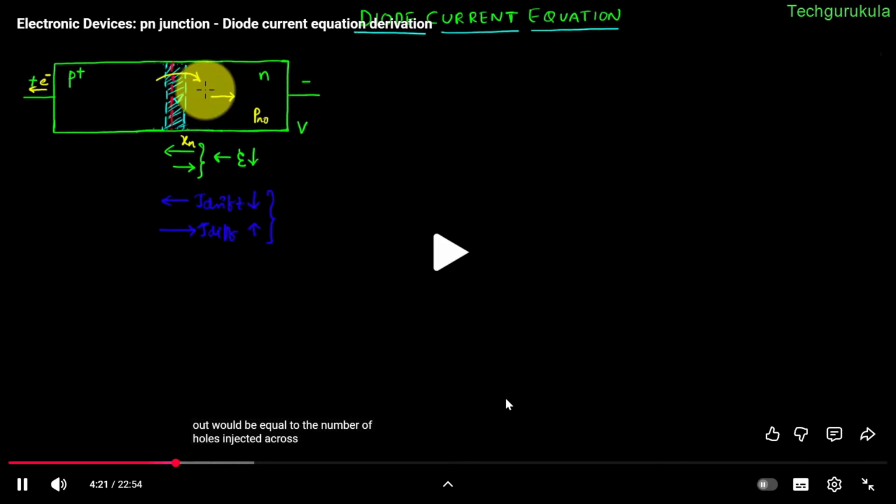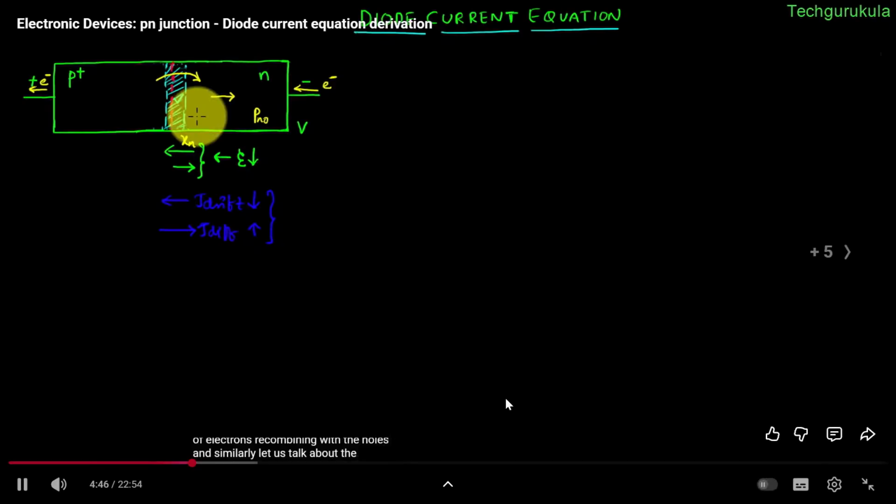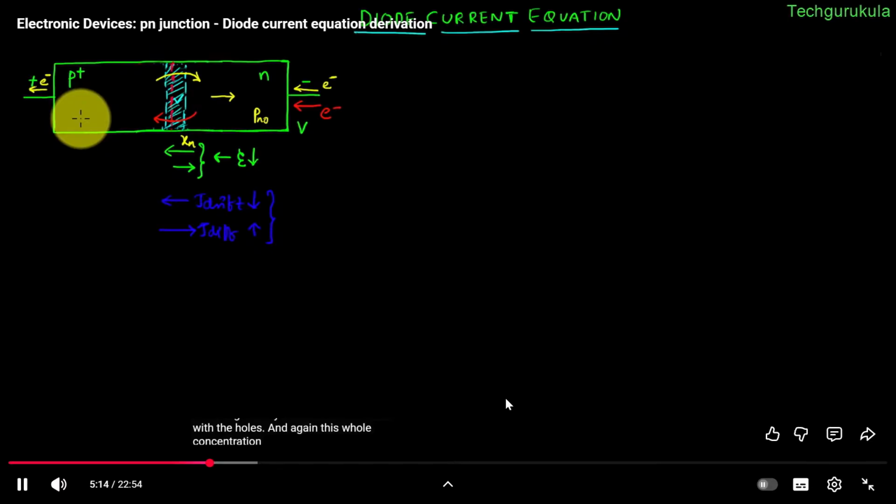As these holes are diffusing in the n-type region, they're combining with the electrons, so the number of electrons should reduce. Again, for charge neutrality reasons, the electrons cannot reduce in n-type material, which means these electrons would be supplied by the source. The electrons injected across the junction diffuse and recombine with the holes. And again, this hole concentration cannot decrease, as a result of the injected electrons.